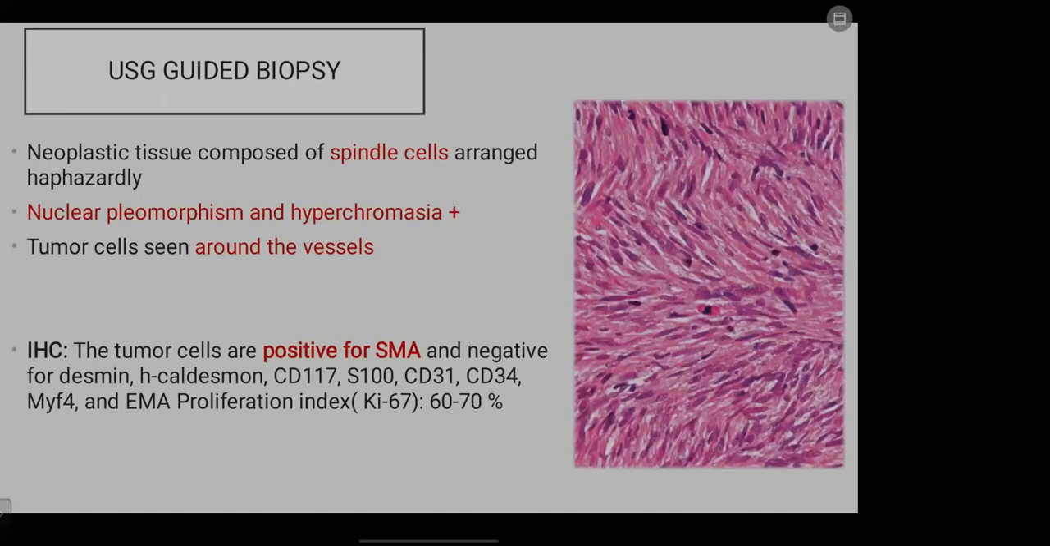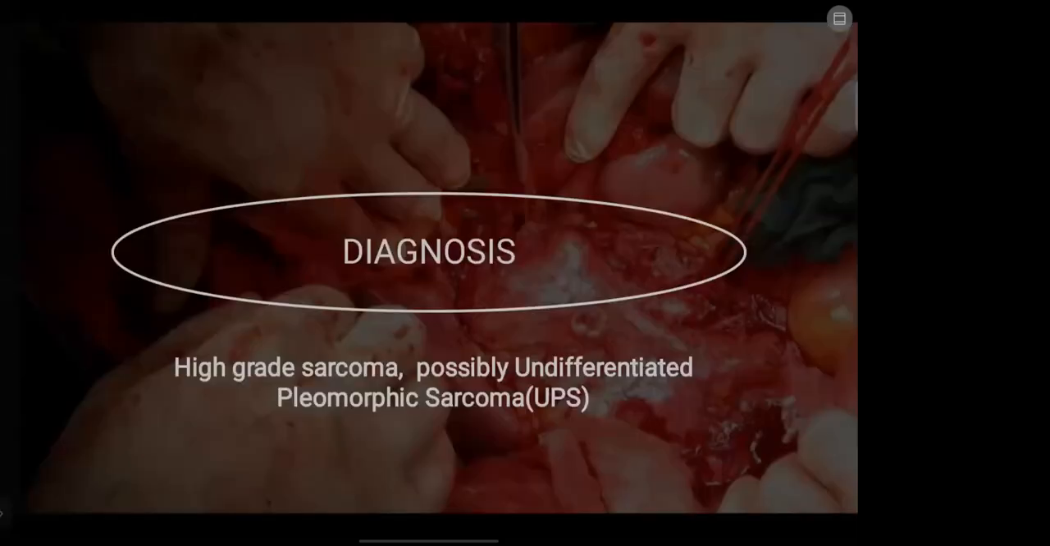So a USG-guided biopsy was done. It showed neoplastic tissue composed of spindle cells arranged haphazardly, and nuclear pleomorphism and hyperchromasia were present. Tumor cells were seen around the vessels, and IHC markers showed positive SMA. So the diagnosis was high-grade sarcoma, possibly an undifferentiated pleomorphic sarcoma.